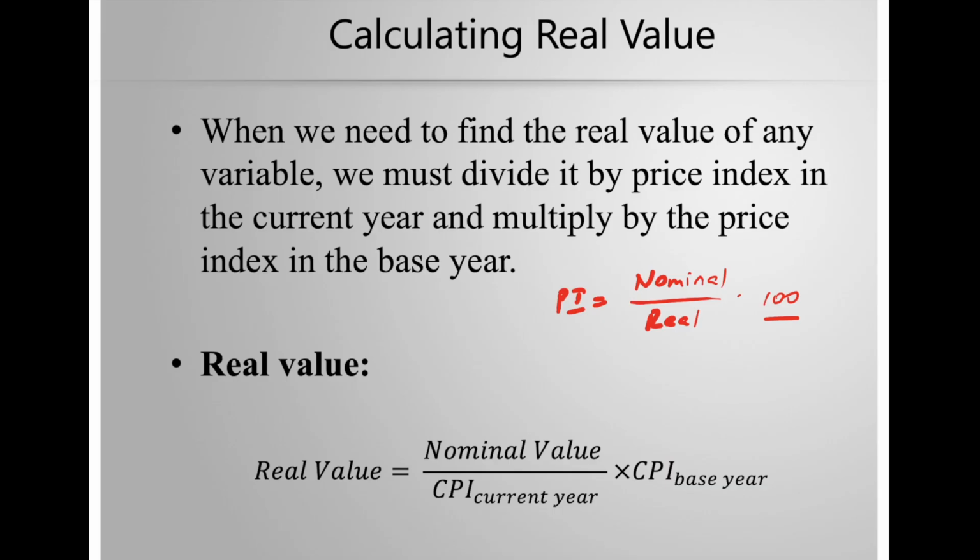But what if we wanted to change the base year to whatever we want it to be? So in that case, if we want to deflate all the prices, all the expenditures to a specific base year, then the real value will be nominal value over CPI in current year times CPI in the base year.